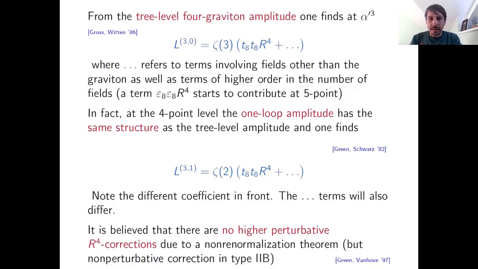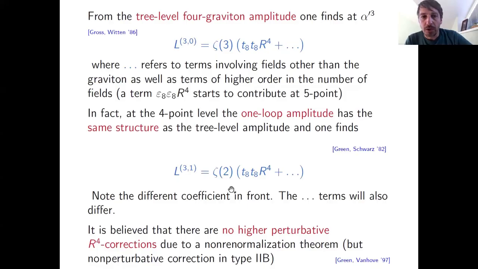Another important fact is that at the 4-point level, the one loop amplitude actually has exactly the same structure as the tree level amplitude. So this you can see when you formulate the amplitude at tree level and at one loop, you find that they're proportional to the same kinematic factor. So they actually have the same structure at the 4-point level. This was also understood in the 80s. And the only thing that differs at the 4-point level is the coefficient in front.